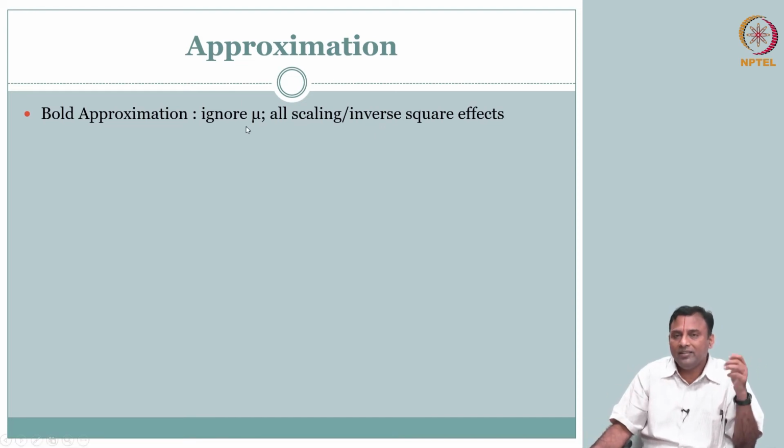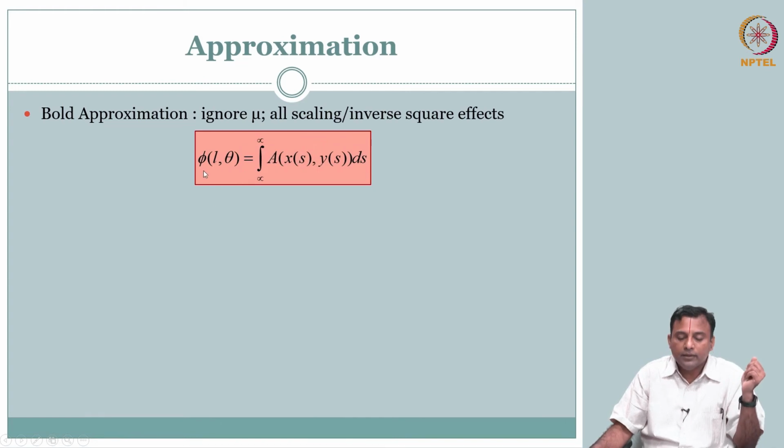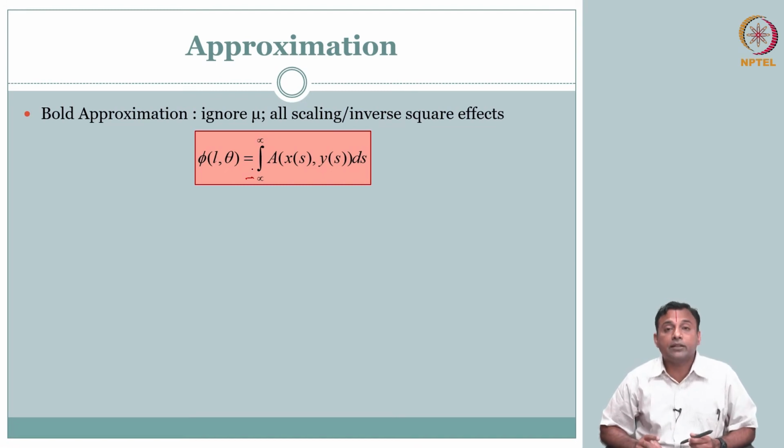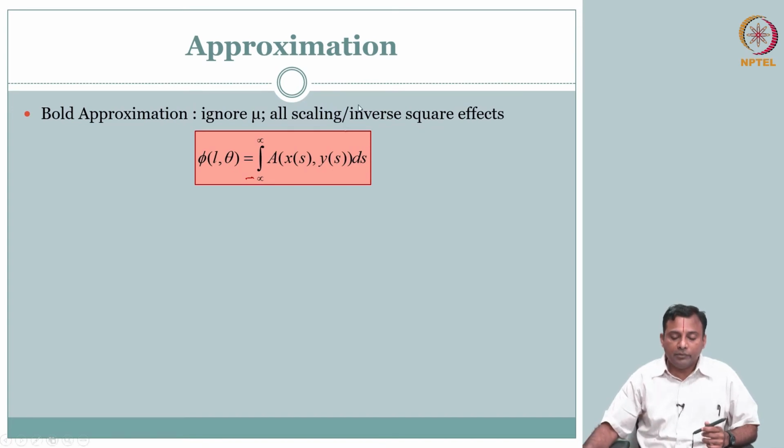So, really, these are details which are complicated, but it turns out this bold approximation still is very powerful and very useful. That is, they are able to get a recon that is reasonable to do clinical diagnosis. So, if you do that, what do you get? Phi of L comma theta is the integral from minus infinity to infinity of a of x_s comma y_s ds. How does this look? Essentially, it is saying I am just integrating from minus infinity to infinity along this line, a of x_s comma y_s ds.